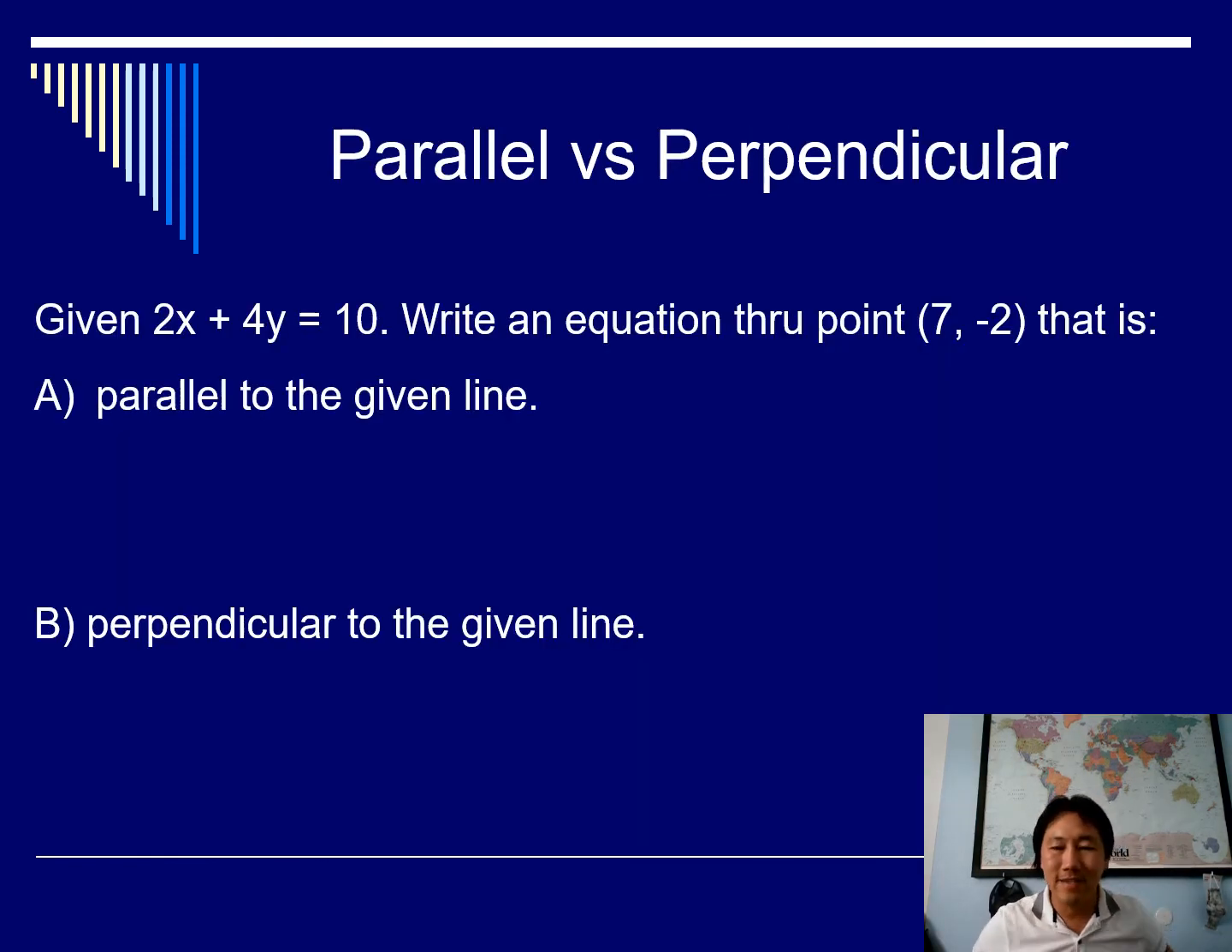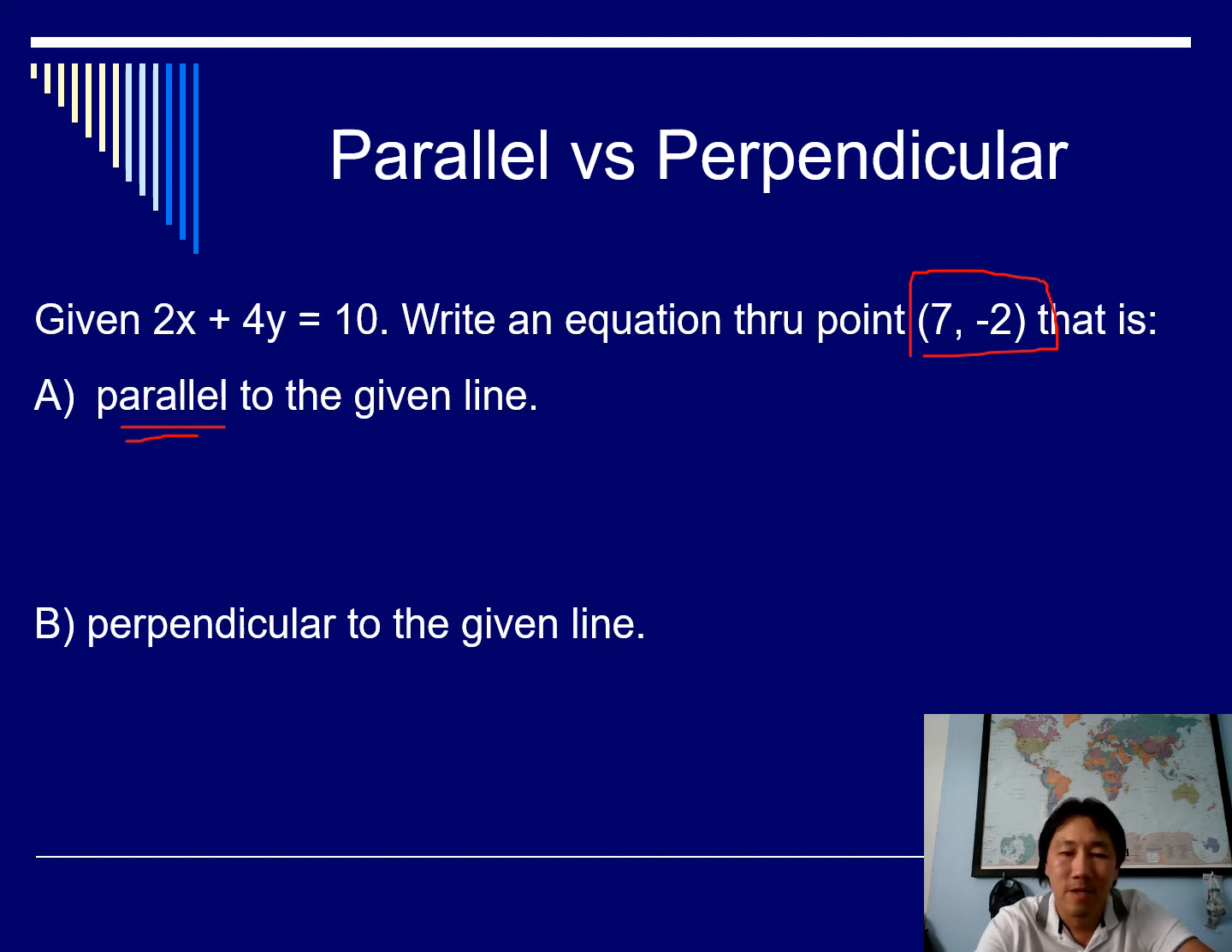All right, we've finally reached the last slide for the day, parallel and perpendicular lines. We'll review what parallel and perpendicular lines means when it comes to slope, but parallel means that they go side by side and they never touch. Perpendicular means they touch at exactly 90 degrees. All right, so they give you a line, 2x plus 4y is equal to 10. And they want you to write an equation that is parallel to that line through the point 7, -2.